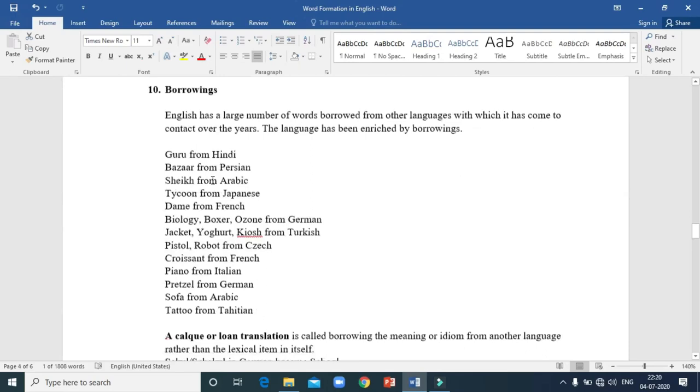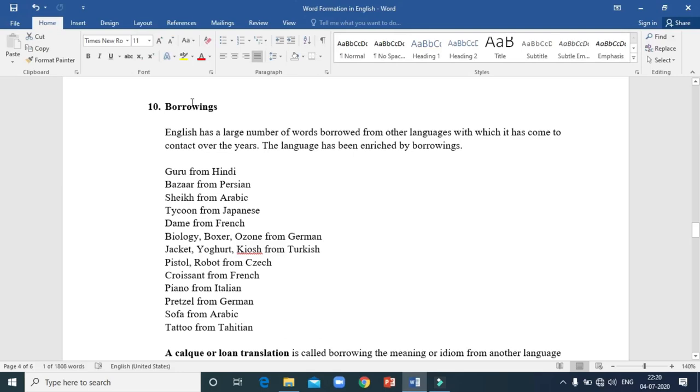Okay, let's move on to the 10th process of word formation. This is borrowing. In the English language, we have already learned about different kinds of borrowing from languages like French, Latin, Scandinavian, etc. So the English language has a large number of words which have been borrowed from other languages, because we have had contact with these languages over periods of time. So the English language has been enriched by these borrowings. Let's look at some examples of borrowings.